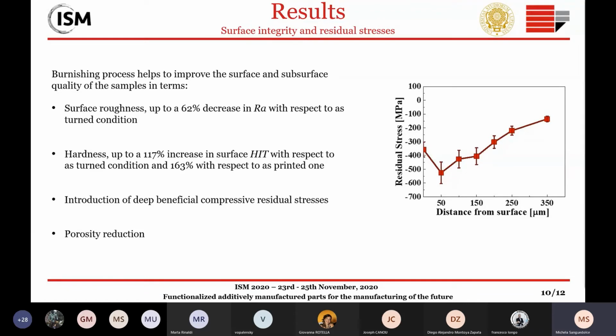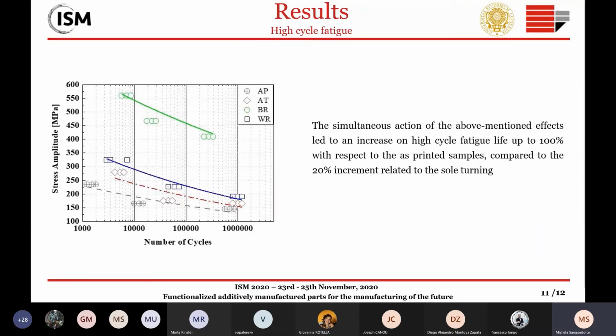All these factors mutually interacting favored the improvement of high cycle fatigue of the samples. In fact, as you can see from the picture, with respect to the as-printed samples, we reached up to 100% increase in high cycle fatigue life compared to the only 20% given by the sole turning process.